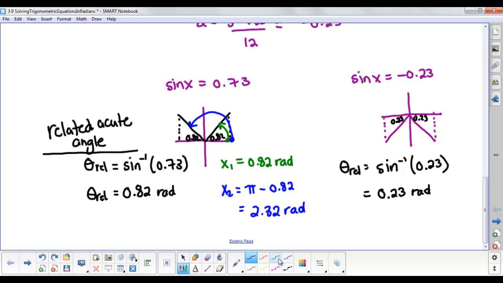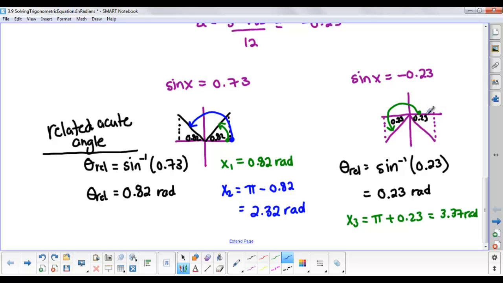Now I need to find the actual values for our x, our angle. So start in standard position, rotate counterclockwise. When you rotate counterclockwise, we go past pi and then add 0.23 radians to it. So I'm going to call this x3 because it's the third angle that we're finding here. Pi plus 0.23 radians. So x3 is equal to 3.37.